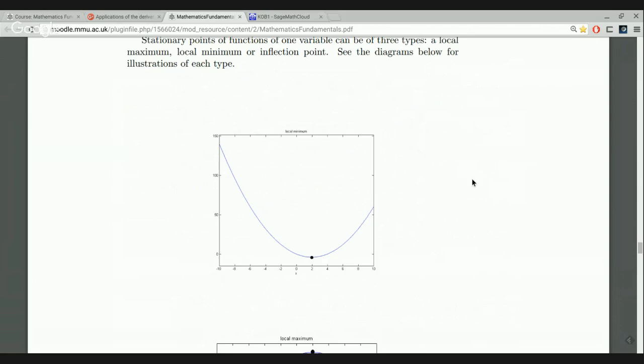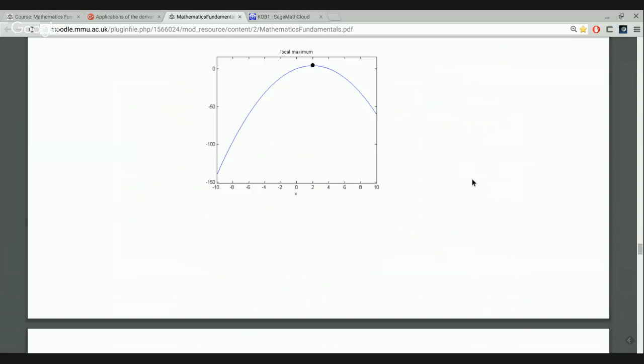So a positive second derivative. The second derivative is the rate of change of the first derivative. If the first derivative is increasing, we'd expect the second derivative to be positive. A positive second derivative at a stationary point means you've got a local minimum.